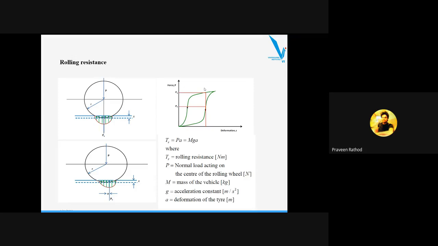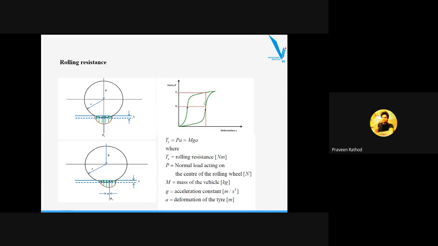Whenever the tire is loading, the condition is different, and whenever the tire is unloading, the condition is different. When you take an elastic material and load it, it goes along one path. When I unload that elastic material, it follows the same path. But in the case of a tire, it follows a different path. You can see this figure over here.